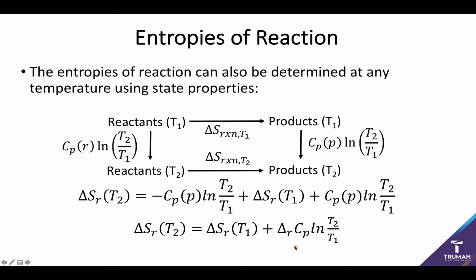So you may note that this is going to look very similar to our Kirchhoff's law, except for there we had the enthalpy of reaction at a new temperature equal to the enthalpy of reaction at an old temperature plus the change in heat capacity times the change in temperature. And for entropies, it's much more about the natural log of the temperature ratio because of that dT over T behavior instead of just the simple dT for enthalpy. So as a consequence, it is worth noting that entropy is going to change with temperature, the temperature of reaction, much less than for enthalpy.